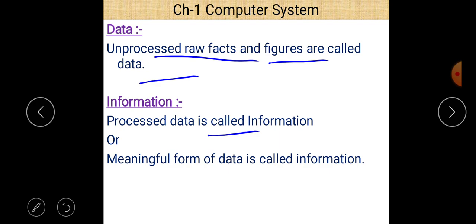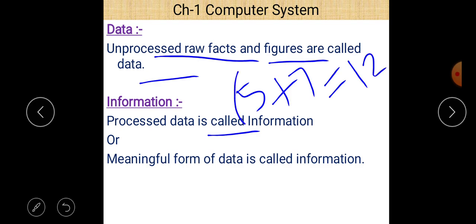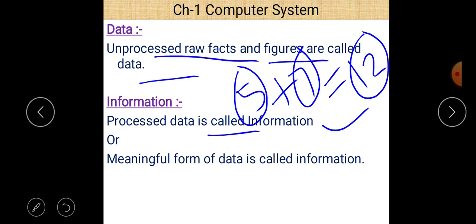And there is another example. Suppose I add two numbers, and these two numbers are 5 and 7. After that we get a result, 12. It means here 5 and 7 are the data, and 12 is the information, because after processing we get the 12.